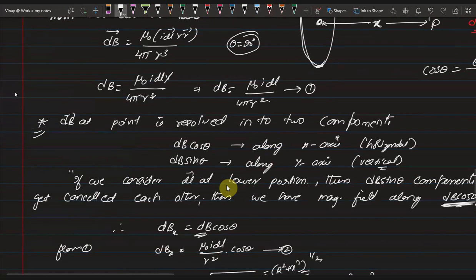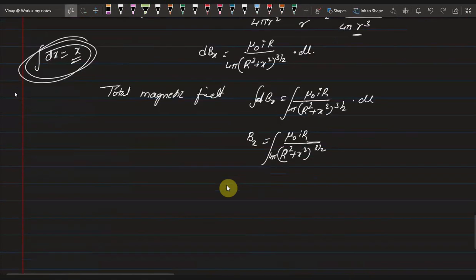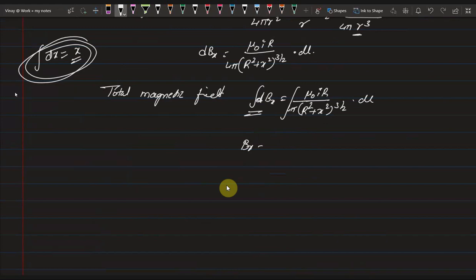So this is the value: mu naught I by 4 pi r. If you take the integration of dBx, that is Bx, you can take mu naught I r by (r square plus x square) whole to the power of 3 by 2. I'll take 4 pi also out of the integration. That is integration of dl.